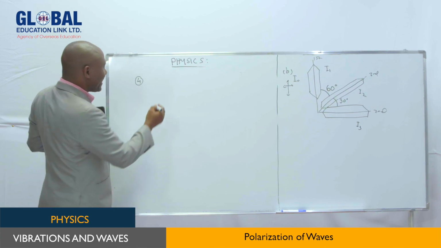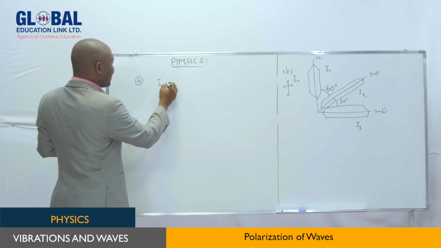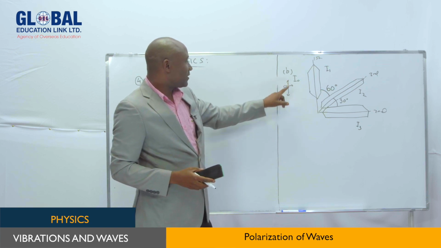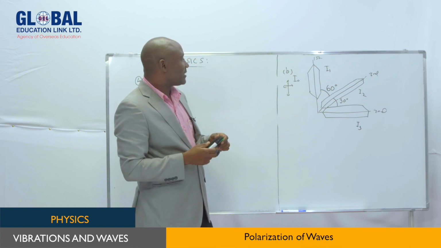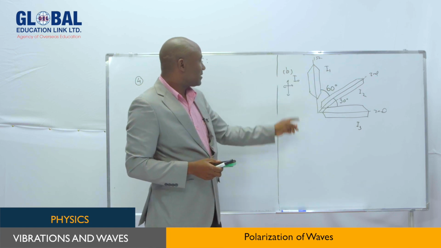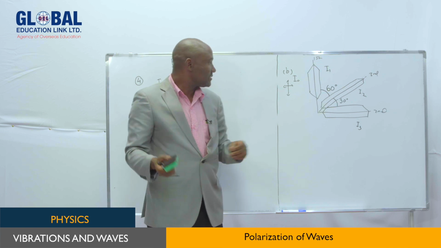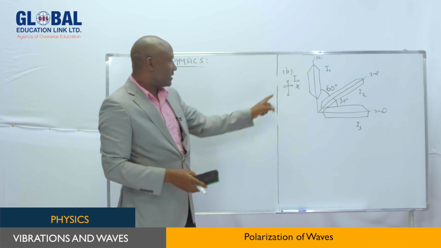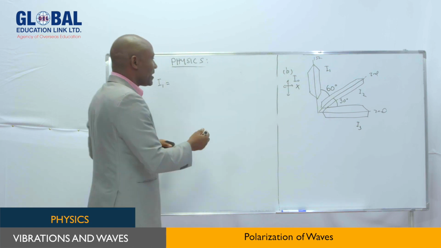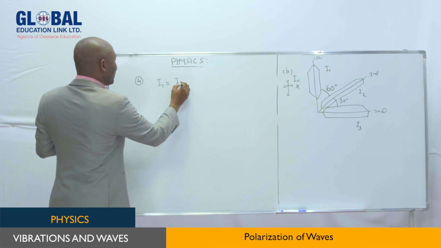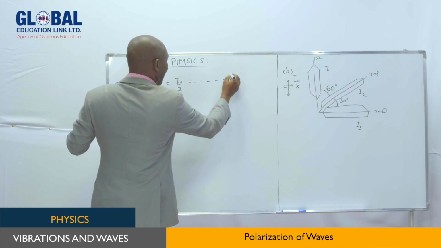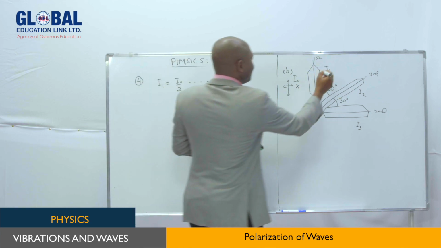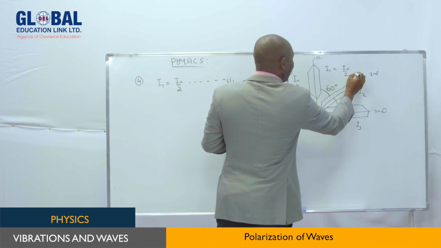From this diagram, we saw from our previous discussion that I1 is not found using a formula. You use the concept that when unpolarized light passes through the first polarizer, the component parallel to the axis is allowed to pass, and the component at right angles, the horizontal component, is absorbed. So I1 equals I naught over 2. We are sure of that, according to our previous theory.